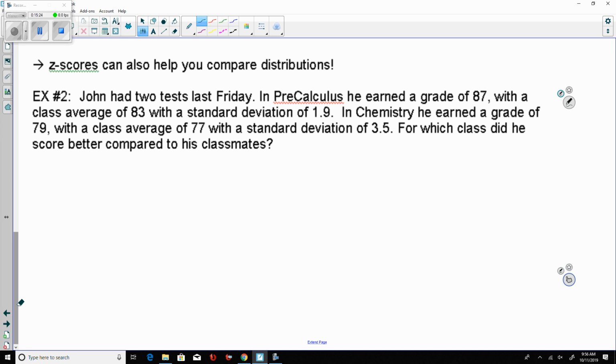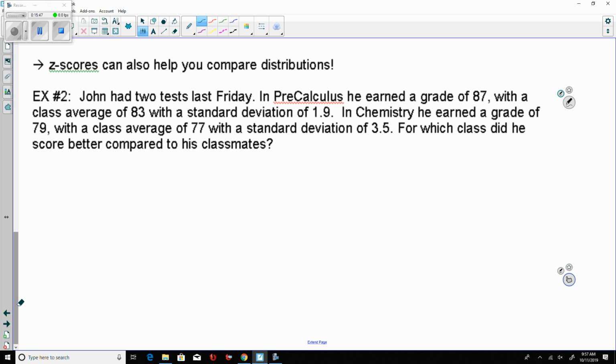John had 2 tests last Friday. Pre-calculus, he earned a grade of 87 with a class average of 83, standard deviation of 1.9. Chemistry, he earned a grade of 79 with a class average of 77, standard deviation 3.5. For which class did he score better compared to his classmates? Okay, so what we're going to do is look at Z values so we can compare.